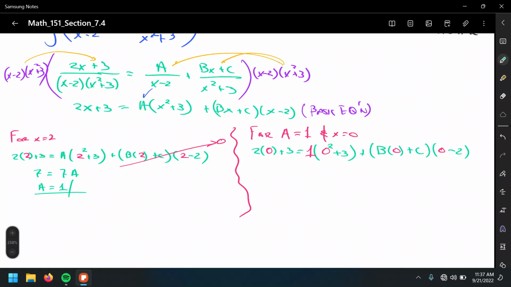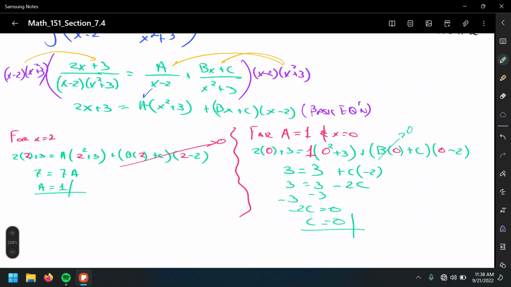Now, let's simplify this equation. So 2 times 0, which is 0, plus 3, isn't that a 3? And 0 squared, that's 0 plus 3 times 1, that's a 3. And well, our goal is to get rid of B so we can find the value of C. And in this case, that's C times 0 minus 2, which is negative 2. And that's 3 equals 3 minus 2c. And subtract 3 on both sides. We get 0, or actually negative 2c equals 0. That means c equals 0.